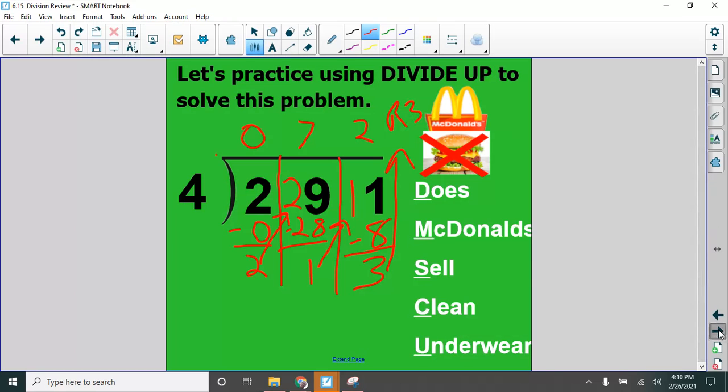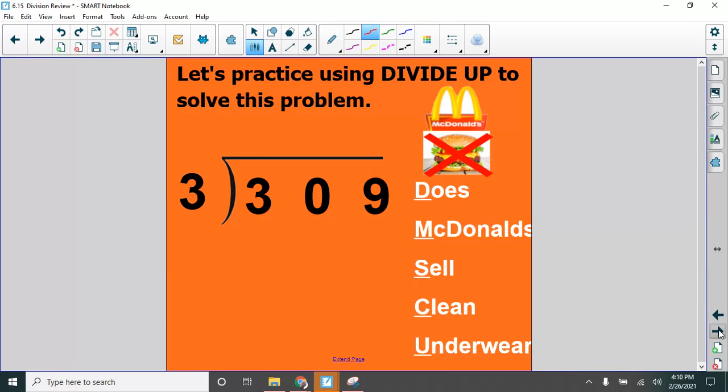All right, your turn here. Take your notebook and solve 309 divided by 3. Okay, I'm going to go quickly since you've done all the work already. And if you haven't done all of the work, please be more responsible. You're just going to check your work here.